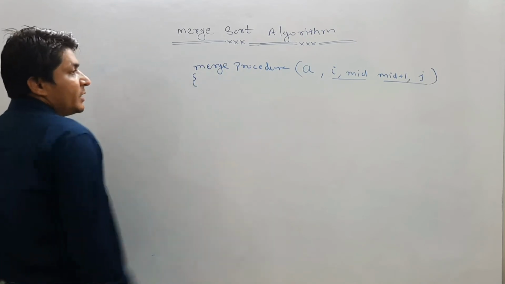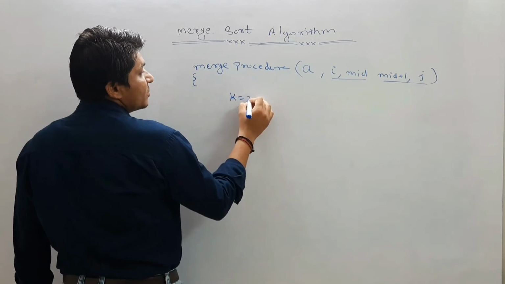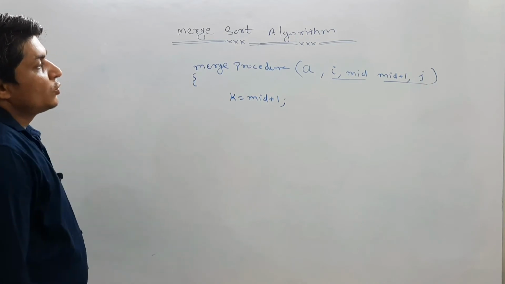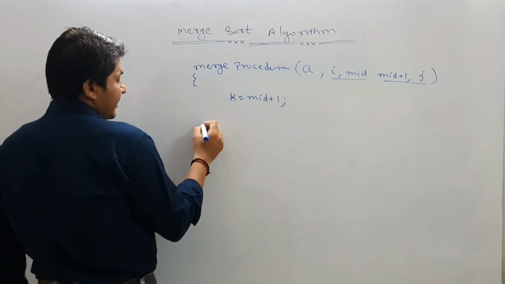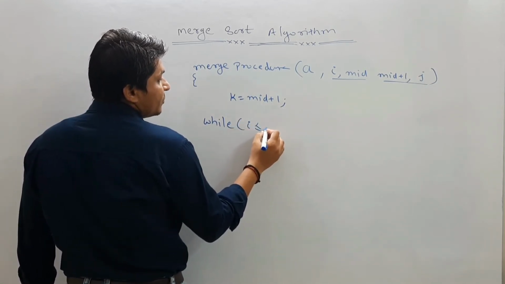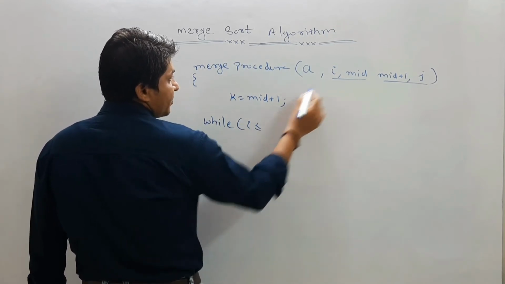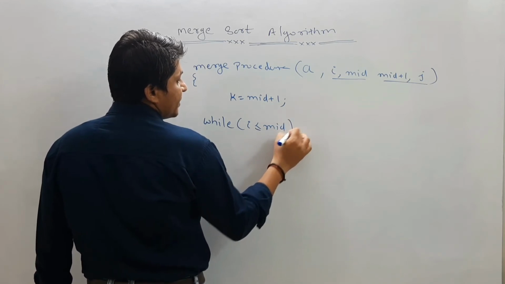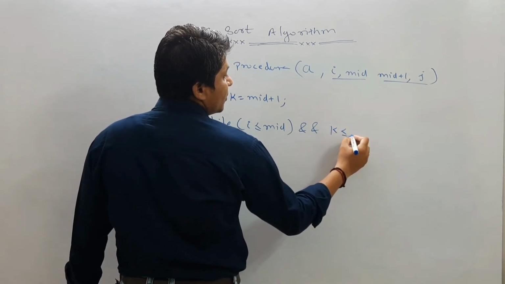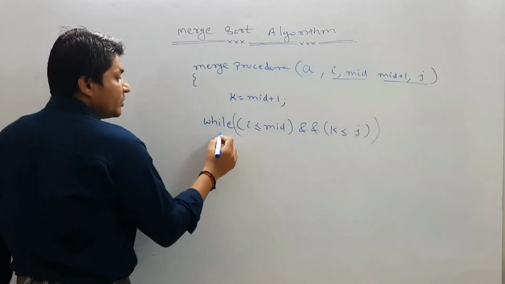Now what are we doing? Let me store mid plus 1 into a variable k. Now we have to run a loop. While I is less than or equal to mid, and k is less than or equal to j. If this condition is true, then we can simply make the comparisons.